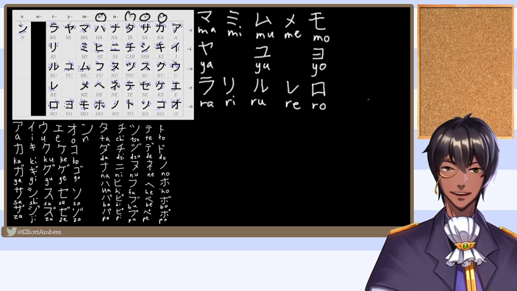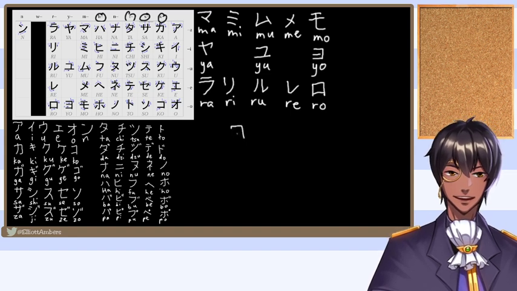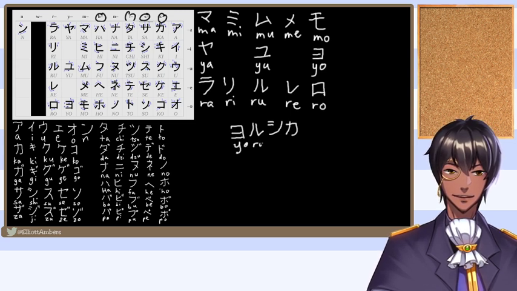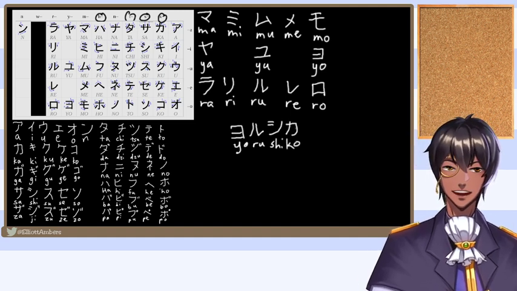So with these characters, we can make the name of my favorite band. We got Yo, Ru, and then Shi, Ka. My favorite J-pop band would be Yorushika. Great band, great band, great band.